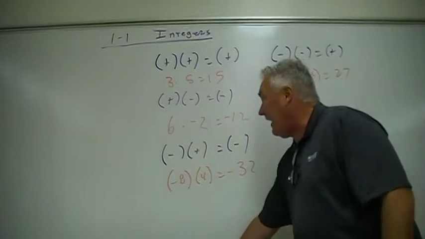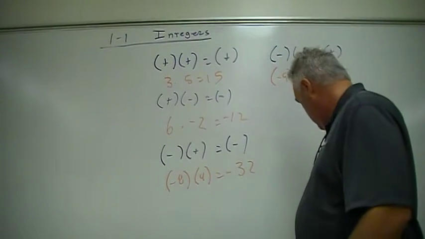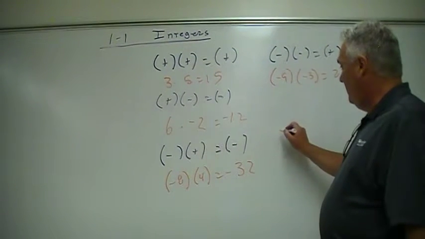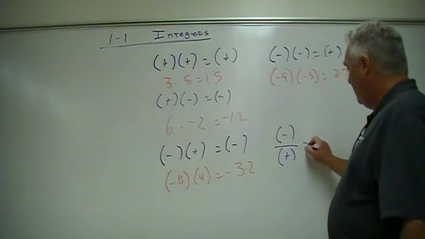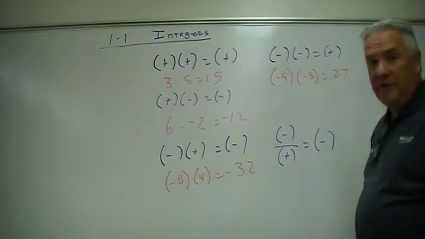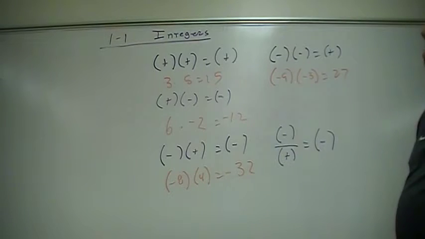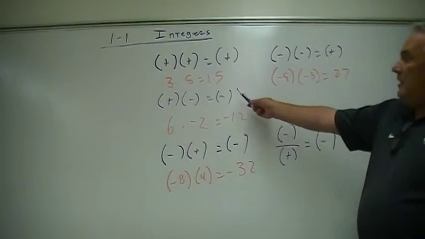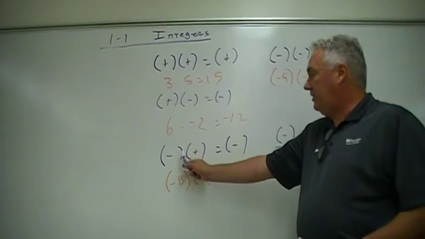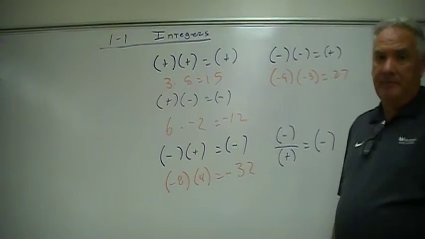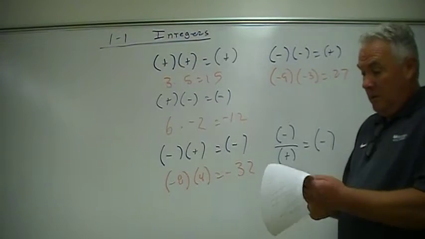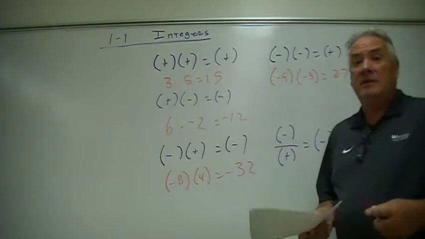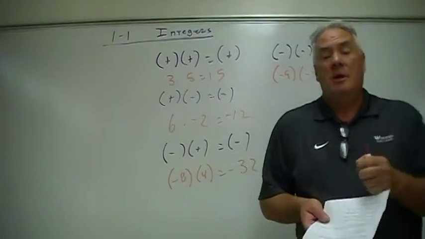Division is exactly the same way. I'll use this one as the example. Negative divided by a positive equals a negative. So it's the same rules of if there's one of each, it's going to be negative. It's just looking at the numerals and seeing what sign is there. Okay, so these are the rules of integers.